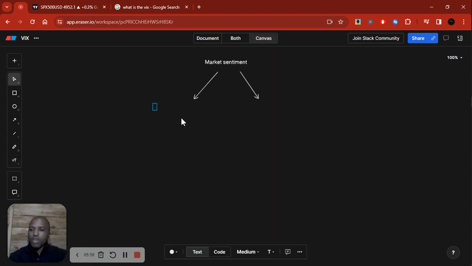Market sentiment, we have two types, right? We have risk on and we have risk off. Risk on is positive, a positive outlook, and risk off is a negative outlook. That is what we have when it comes to the two types of risk profiles, right? So risk on, positive outlook, risk off, negative outlook.